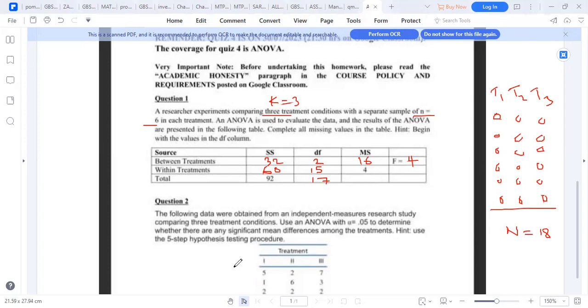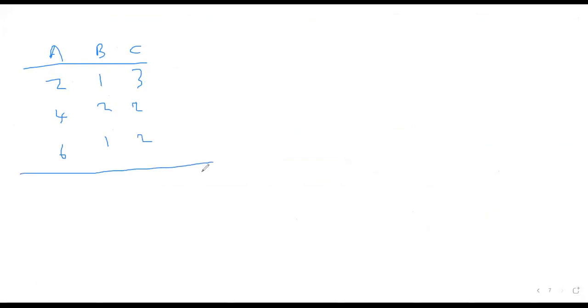Now, let's go to the instance where we're not given those figures. For instance, we're given A, B, C, and we're told that this is 2, 4, 6. This is 1, 2, 1. This is 3, 2, 2. If you're not given the totals, you need to calculate them on your own. So let's sum them up. We find the individual totals and we square them. That's the first procedure.